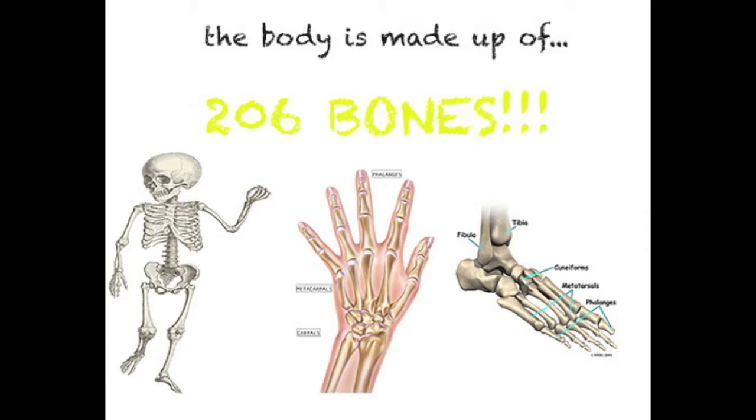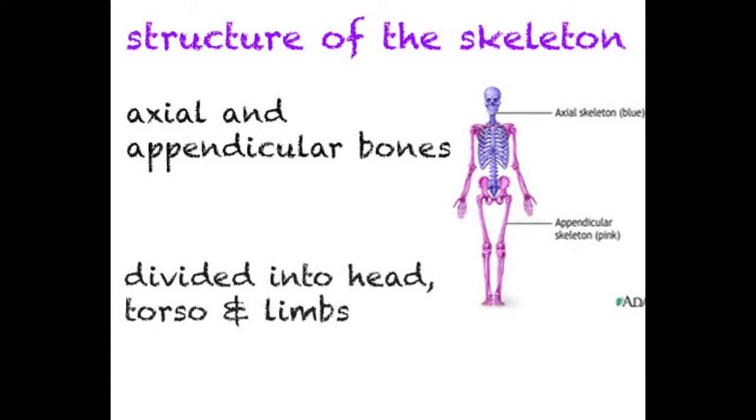The human skeleton is composed of 206 bones. The body has the axial bones, which include the skull, the rib cage, and the spine, and the appendicular bones, which include the arms, the pelvis, and the legs.